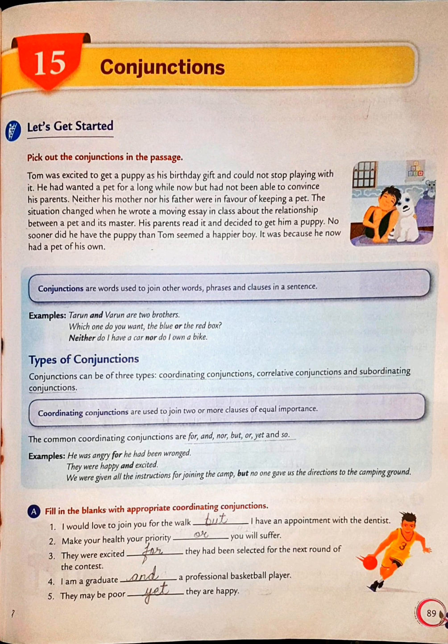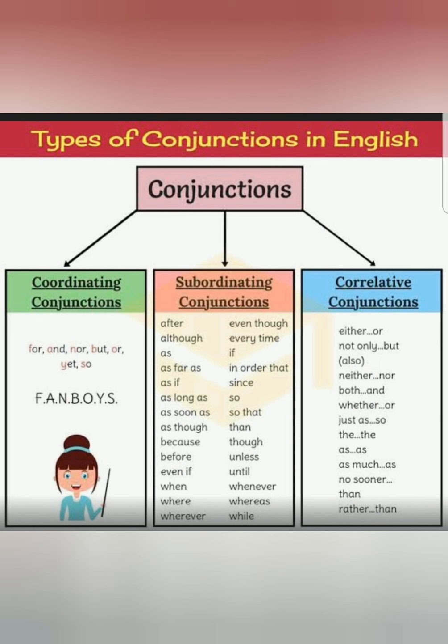Means conjunction क्या काम करता है? Conjunction is to join these two things, or you can say that two different phrases or two different clauses can be joined with the help of conjunction. Now let's talk about the types of conjunctions. There are three types of conjunctions.